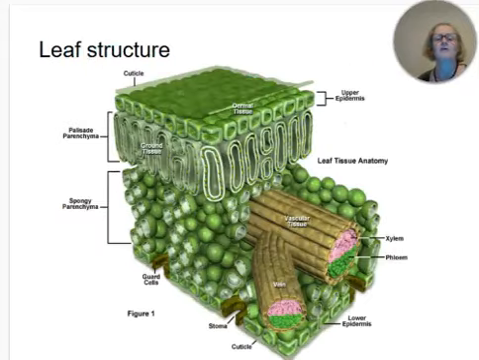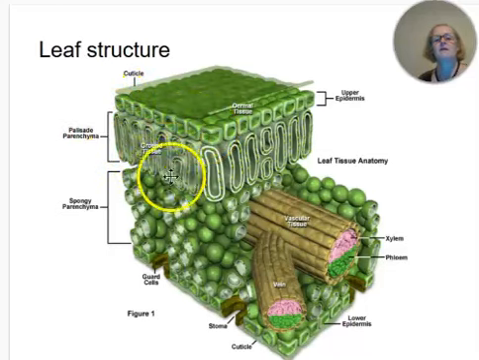If we take a close look at the internal structure of a leaf, on this image we've got the top of the leaf here, and the bottom of the leaf underneath there. And the top of the leaf, you'll see actually, if you take a quick look here, we've got layers of different tissue types, different cell types, layered one on top of the other. So we've got some outer cells here called epidermis.